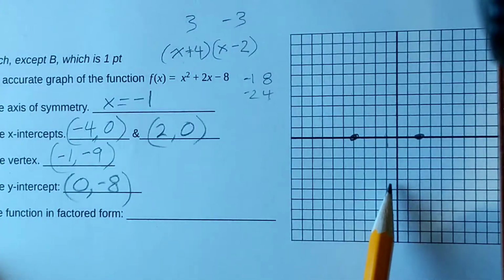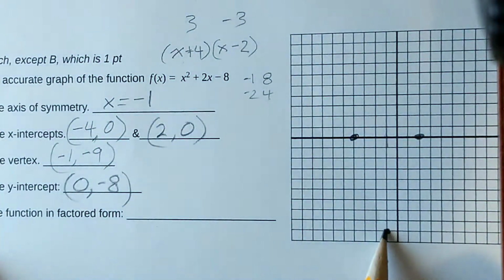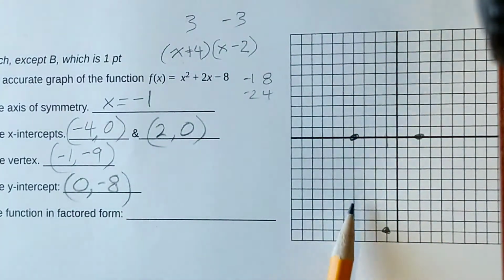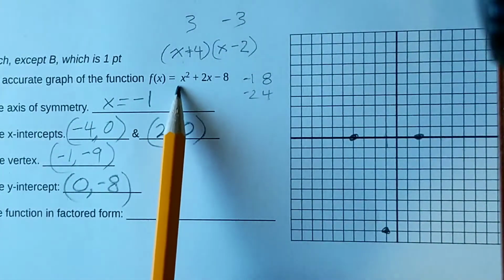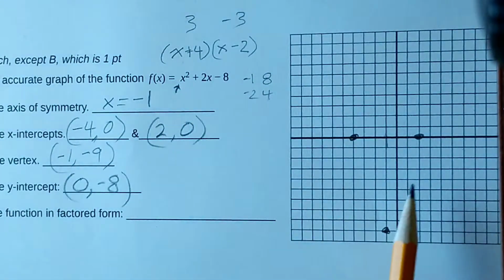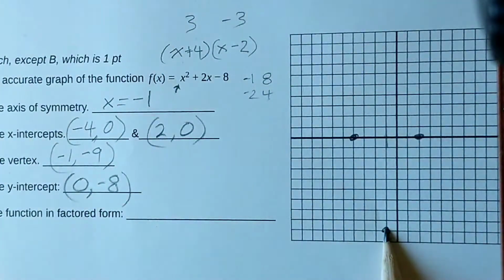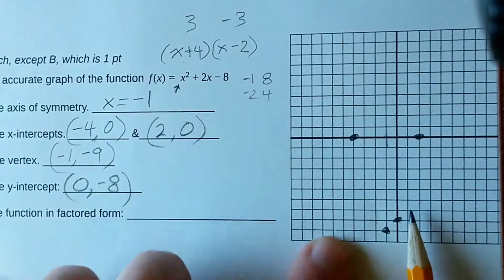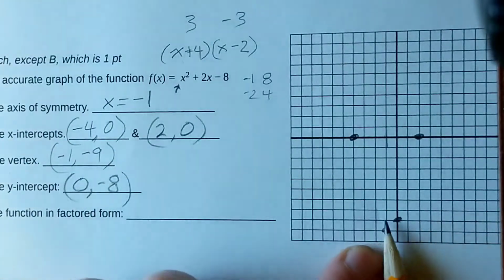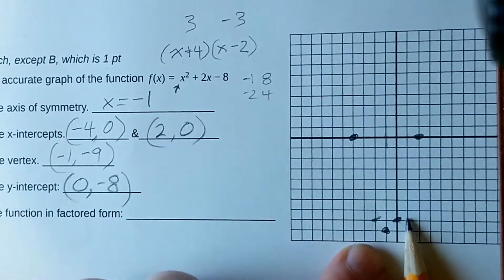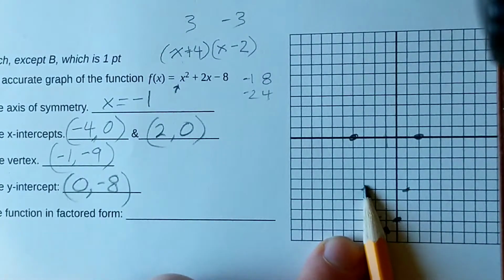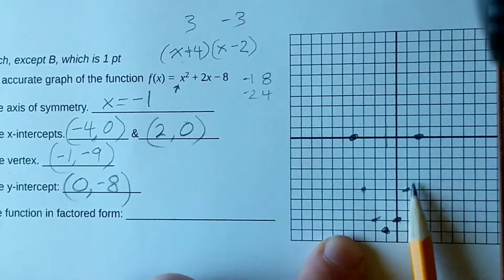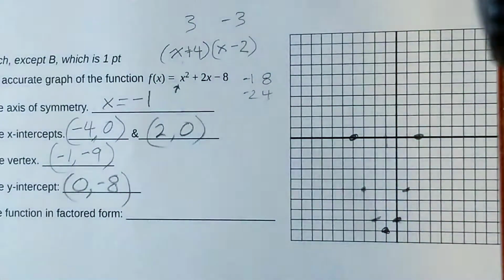1, 2, 3, 4, 5, 6, 7, 8, 9. Awesome. We notice that the a value is 1. It's a normal a value, so over 1, up 1. Oh, there's our y-intercept at 0, negative 8. Great. On the other side, over 1, up 1, 2, 3. Over 1, up 1, 2, 3. And that's the next one. Over 1, up 5, and it's perfect. Great.